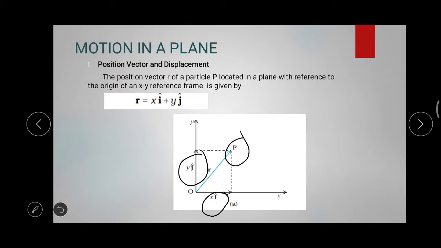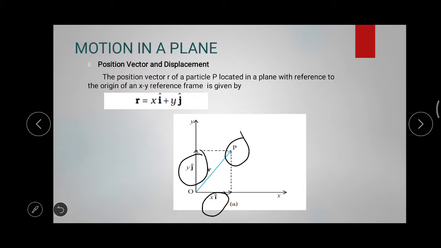So here the position vector r is between the origin and the particular point. Here that point is P, and we have joined a line from the origin to that point, and that is the vector r. We can say that is the position vector of the point P, or of the particle located at the point P, where the reference frames are the x-axis and y-axis.